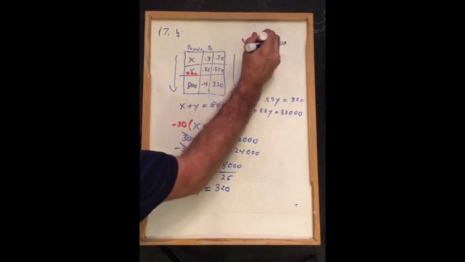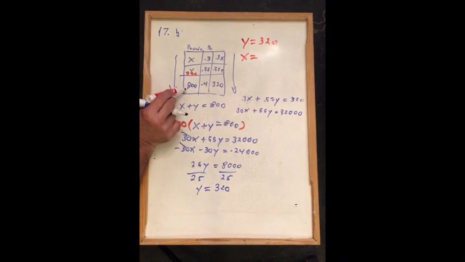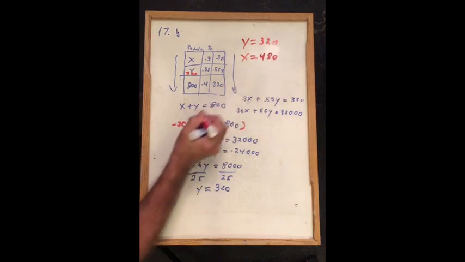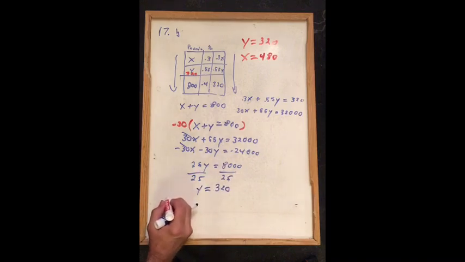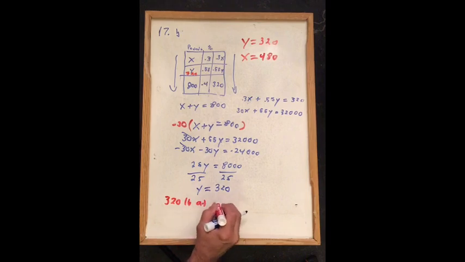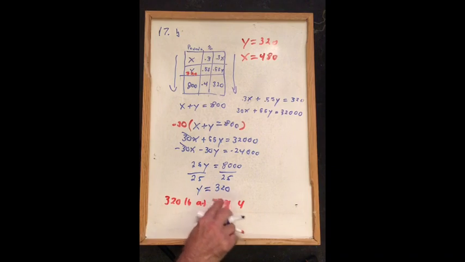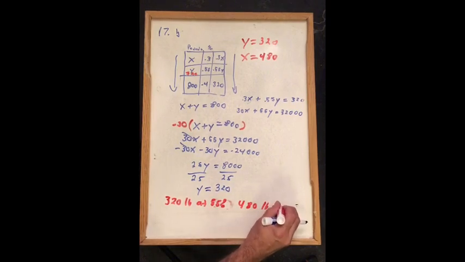I better write that up here. y is equal to 320, which means x has to be, well, whatever it takes to get to 800. So that must be 480. And then you can write your answer as saying 320 pounds at 55%, take that back, 320 pounds at 55%, and 480 pounds at 30%.